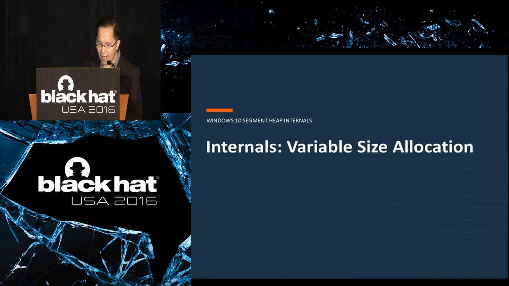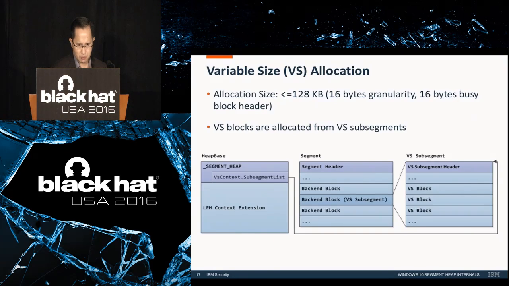And now the second component, the variable size allocation. Variable size allocation, or VS, is used for allocation sizes less than or equal to 128 KB and has 16 bytes allocation granularity. Busy blocks have a 16-byte header at the beginning of each block, and VS blocks are allocated from VS subsegments here, which are just a special type of a backend block. And VS subsegments are tracked using the subsegment list here, found in the VS context field in the heap base.